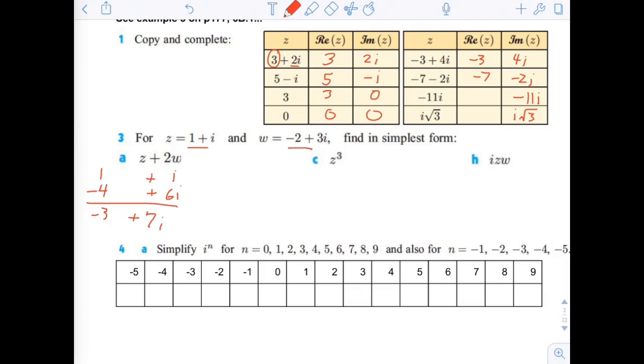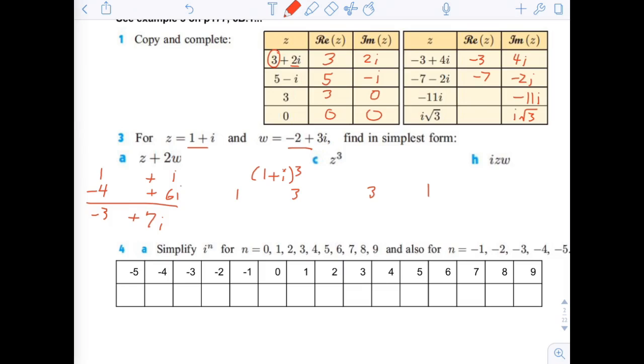Okay. What about z cubed? Z cubed would be 1 plus i cubed. We could use the binomial theorem expansion here. So we put the coefficients here. The first variable is 1, 1 cubed, 1 squared, 1. In the end, the 1 doesn't do anything, right?